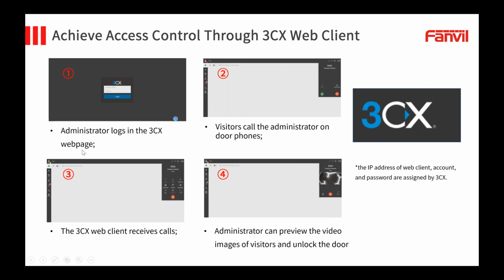First, just log in to the 3CX web page, and then when visitors call the door phones you set previously, you will see a notification on the web page. Then you can preview the video images of visitors and unlock the door. But here is a note: the IP address of the web client, account, and password are assigned by the 3CX administrators. It's just a small note, just keep it in mind.